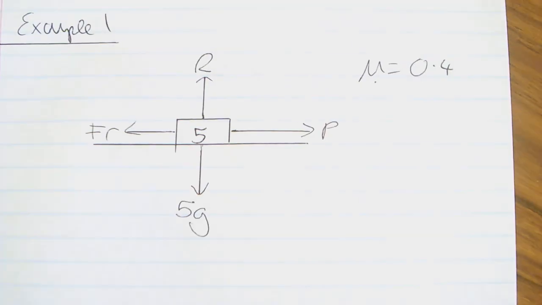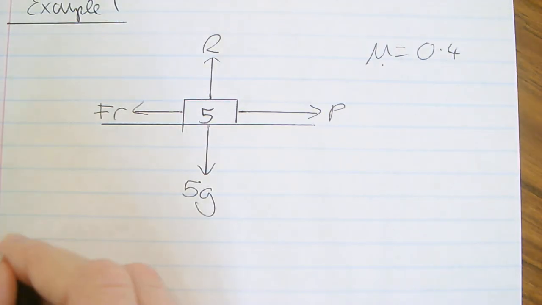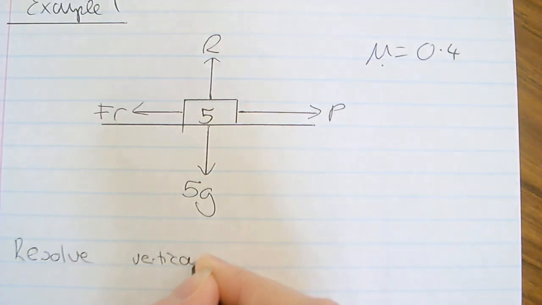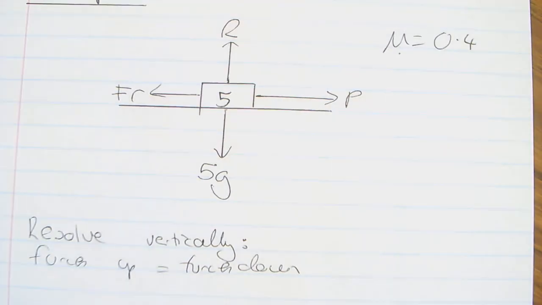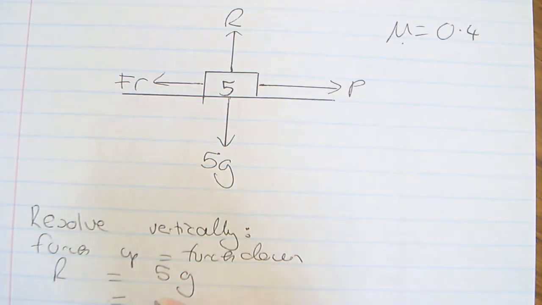First, you want to find, remember the formula for friction. Friction is less than or equal to mu R. So we want to find R. So if we resolve vertically, forces up equal forces down. So the force going up is R, the force going down is 5g.